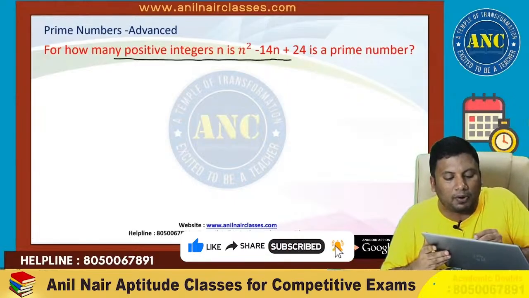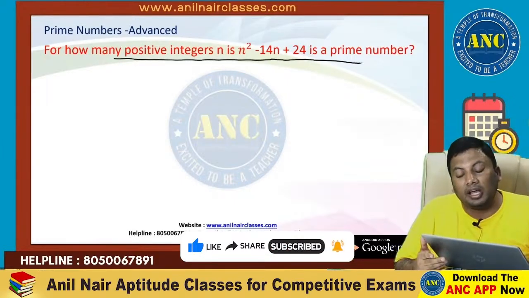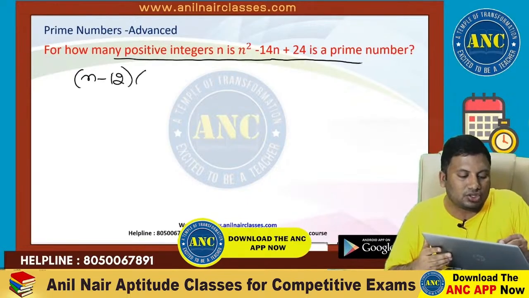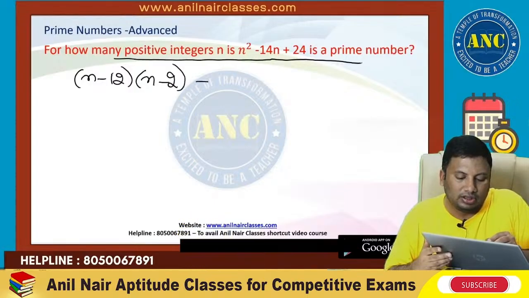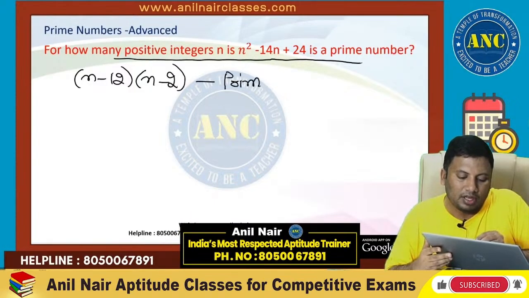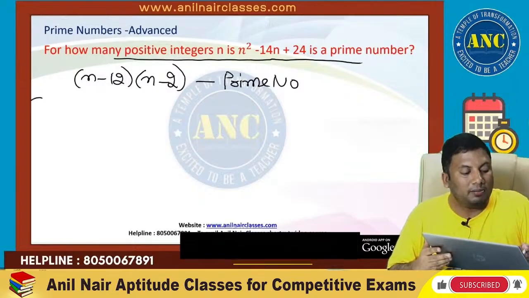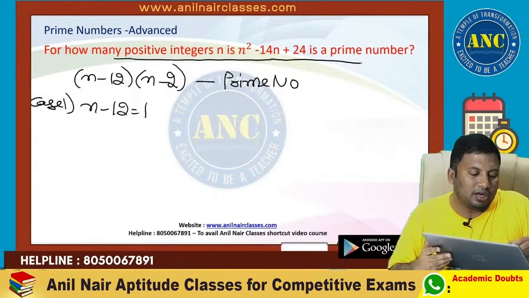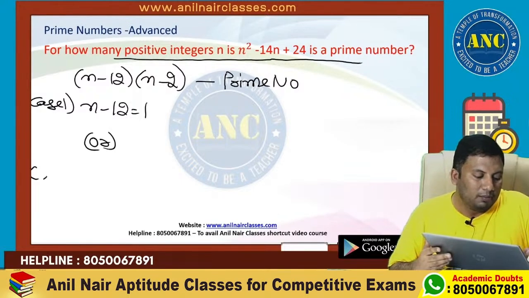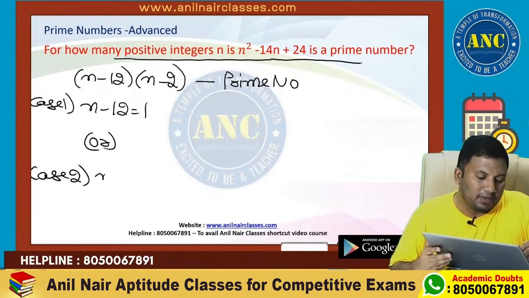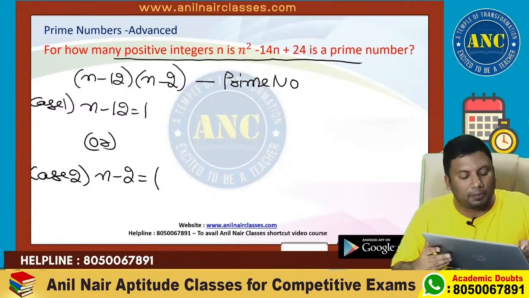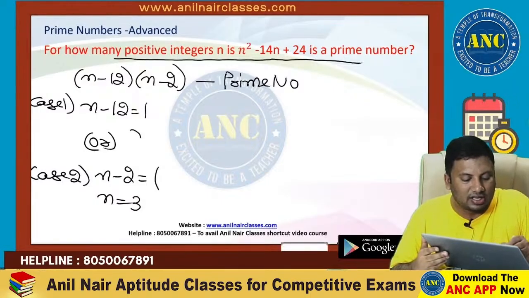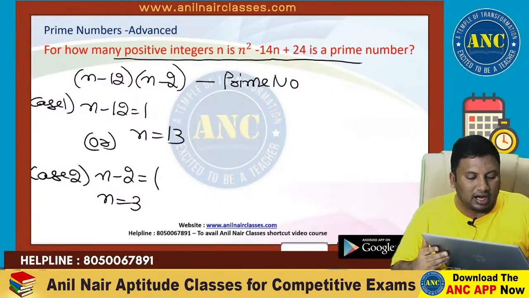For how many positive integers is n square minus 14n plus 24, which is nothing but n minus 12 into n minus 2, a prime number? Prime number means case number 1: n minus 12 can be 1, or case number 2: n minus 2 can be 1. Because you know the approach. The best thing about my classes is hard problems, good problems, and a logical way of solution. Everything we will discuss. n equivalent to 13 or n equivalent to 3.